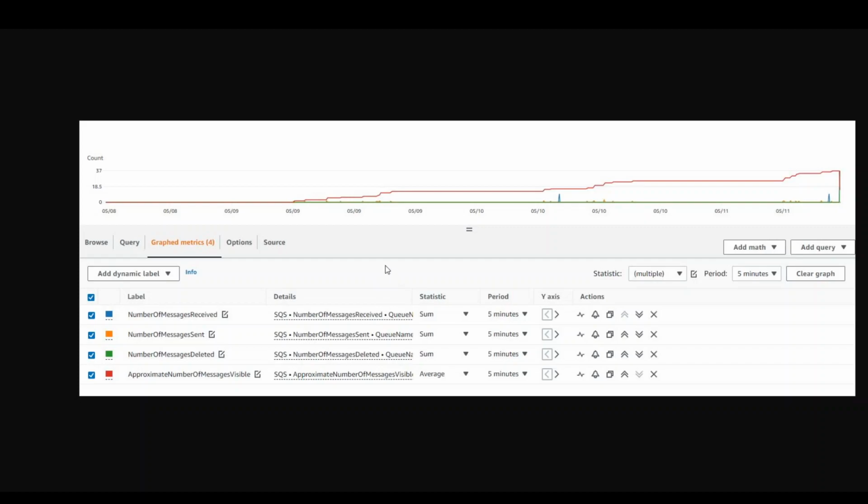So this is what you can do in order to troubleshoot your SQS queue related errors or concerns.